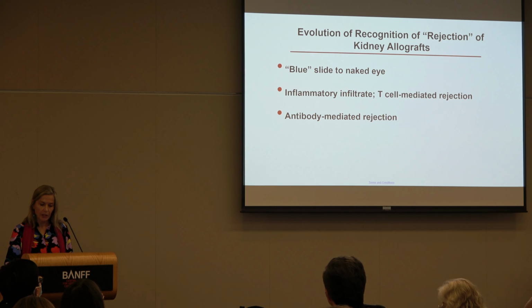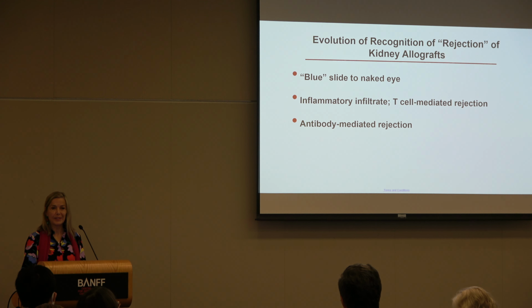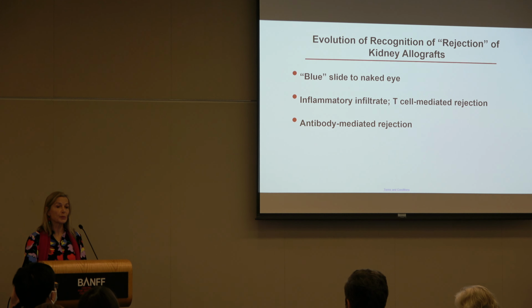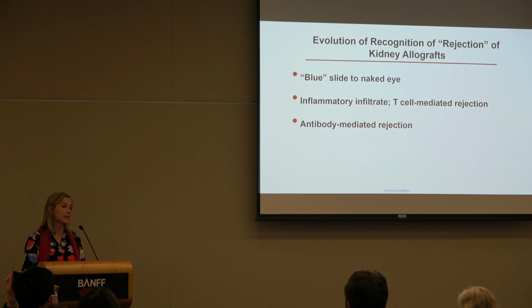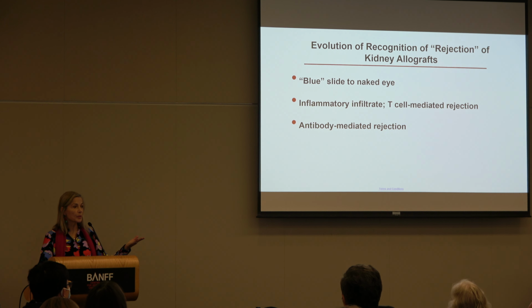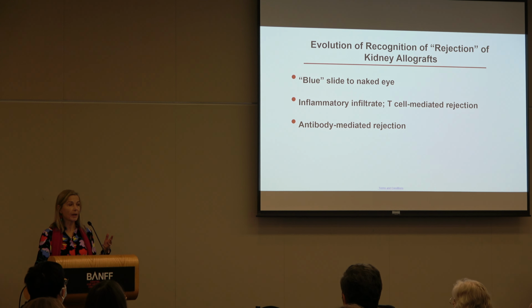We heard some points about that we may diagnose lesions, but we may not be diagnosing pathophysiology. So the evolution of recognition of rejection of kidney allografts, and I am senior enough to have, as a fellow, thought this was very easy. I could just hold up a slide and look at it without the microscope and see if it was blue or not. And if it was blue, it was rejection. And for those of you who are more junior than me, which are a lot of you, that was back when there was just steroids and Imuran. It was super easy to diagnose rejection.